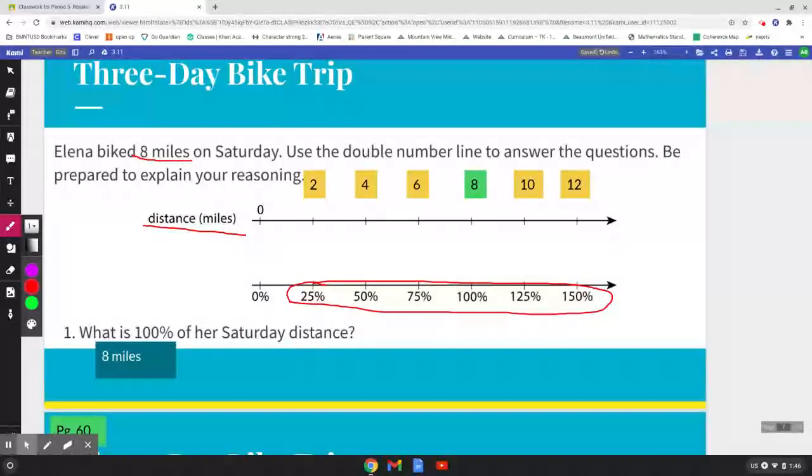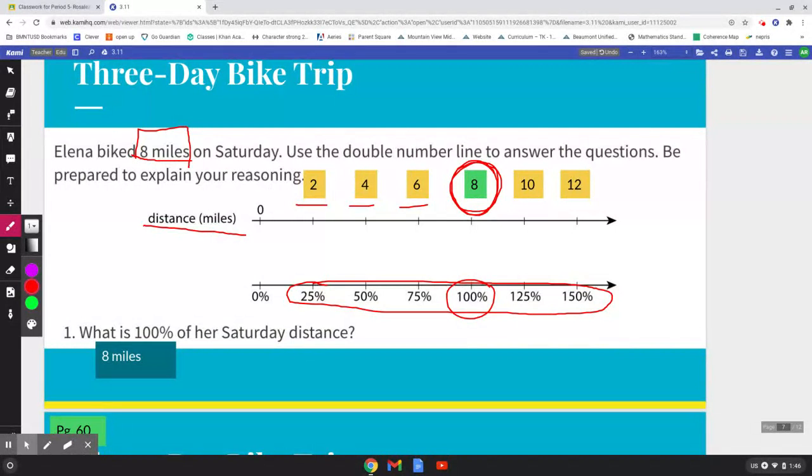And if it tells you that on Saturday she went 8 miles, that is 100% of her goal. So what I always do is I always start with 100%. And that helps me fill in the number line. So if I know at 100%, she went 8. Now when I'm looking at the ticks, right? I see that there are 3 numbers that need to go.